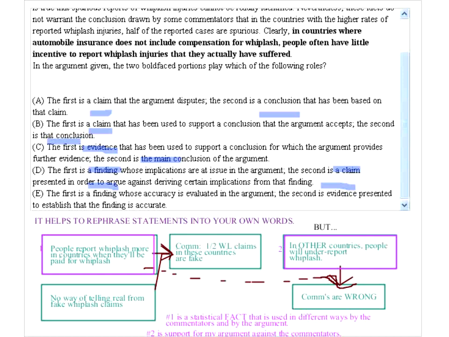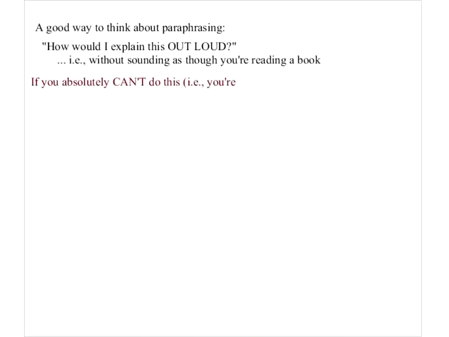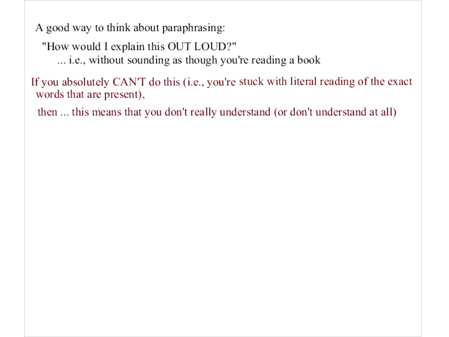And that doesn't mean you're lost, right? If you absolutely can't do this, i.e. you're stuck with a literal reading of the exact words that are there, then you've got to be honest with yourself. This means that you don't really understand, or don't understand at all, what the passage is saying.